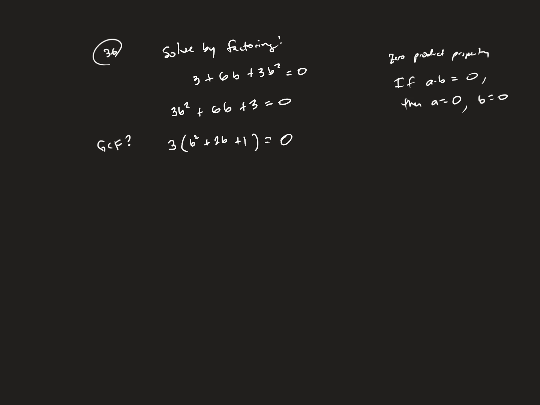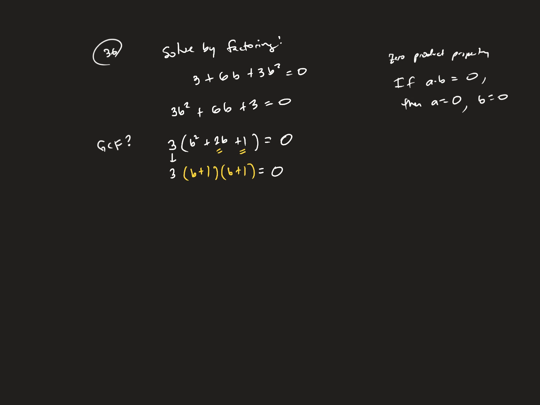Now I can focus on factoring this b squared plus 2b plus 1. If you remember from Algebra 1, and you did some of this in geometry last year as well, we want two numbers that multiply to give me 1 and add to give me 2. And those two numbers are 1 and 1. So this part in here, the b squared plus 2b plus 1, will break up into b plus 1 and b plus 1. That 3 that was sitting out in front stays there.